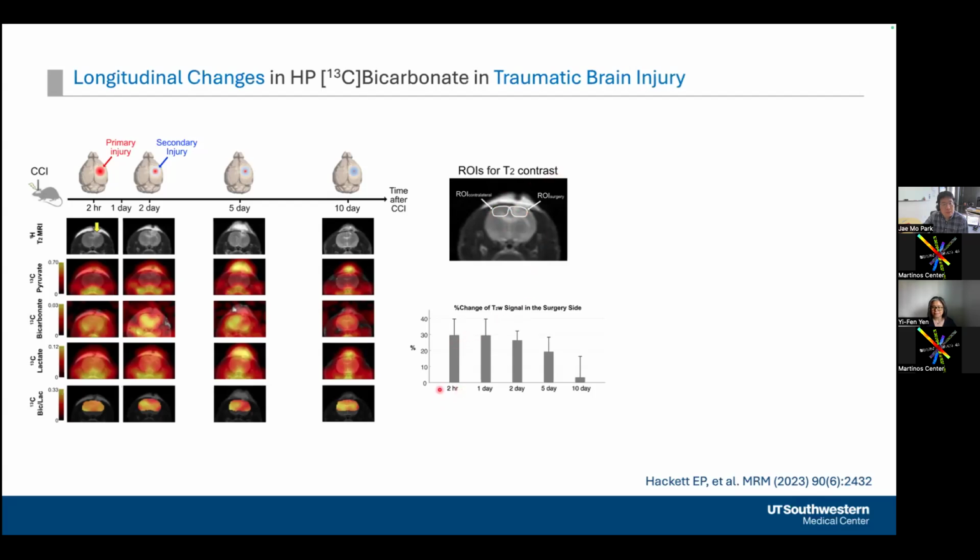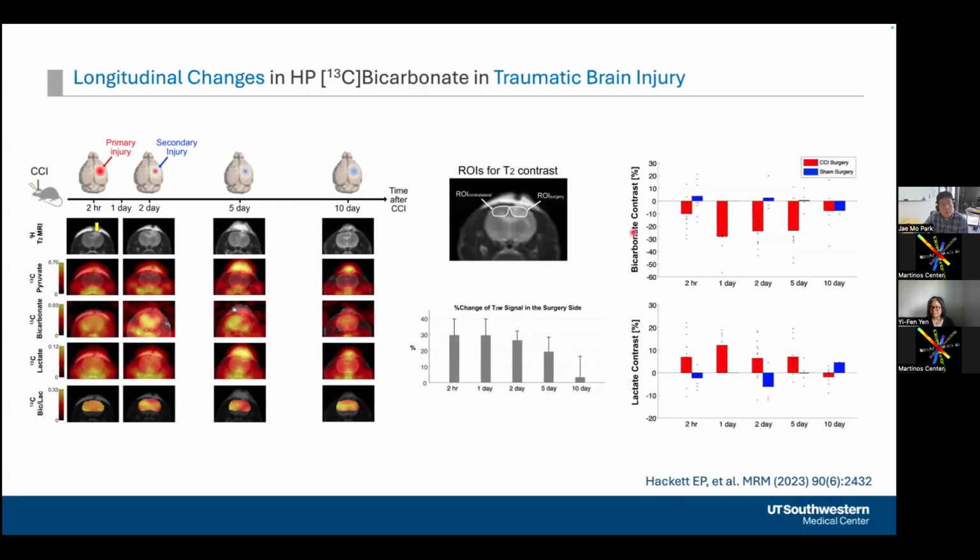We also tried to measure the contrast from the proton T2 weighted MRI. And as you can see, 2 hours after, the contrast almost immediately showed up and then gradually went down. And we also tried to measure the bicarbonate contrast. So 2 hours later, the metabolic change was not very significant. But gradually, at 1 day and 2 days, the metabolic change was much stronger, and even at 5 days, and then eventually it went down.